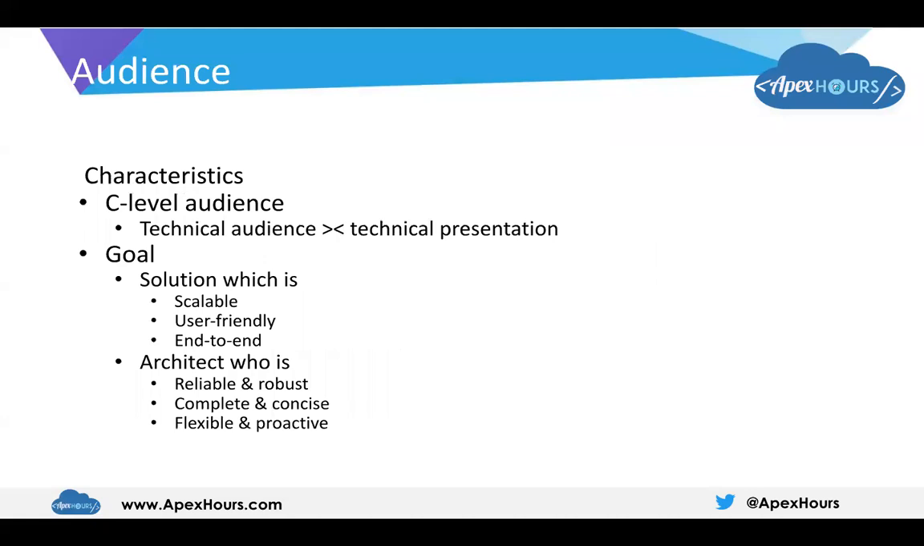Now, who is the audience? Well, we know that they expect you to present for a C-level audience. And we know that these are the CTA judges. There's a panel of CTAs. So actually they have quite a strong technical background, but that doesn't mean that you have to give a technical presentation. I think quite the opposite.